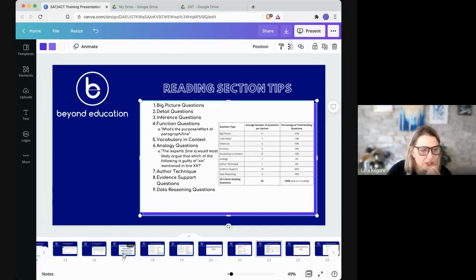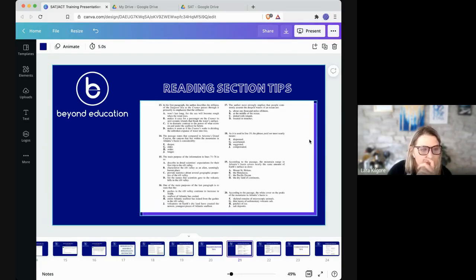So an evidence support question, I believe I captured one in this picture. We can see, so like line 18, that's a vocabulary and context question. As it's used in line 19, the phrase paid out most nearly means. So this is going back to the passage and just substituting the words in and seeing which one makes the most sense. According to the passage, the mountain range in Atlanta's basin covers nearly the same amount of Earth's surface as does whatnot. According to the passage, so these are specific detail questions, right? They're saying according to the passage.